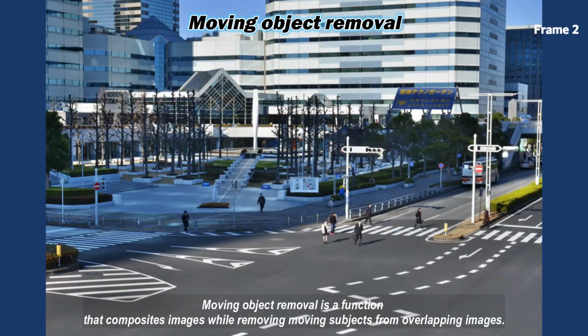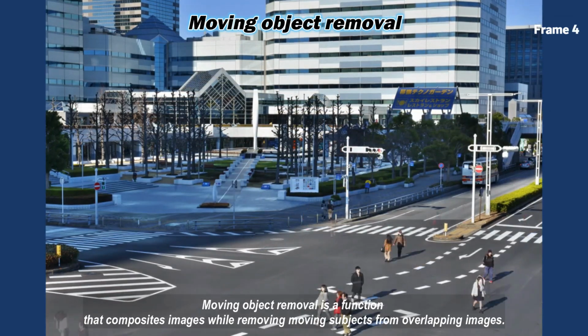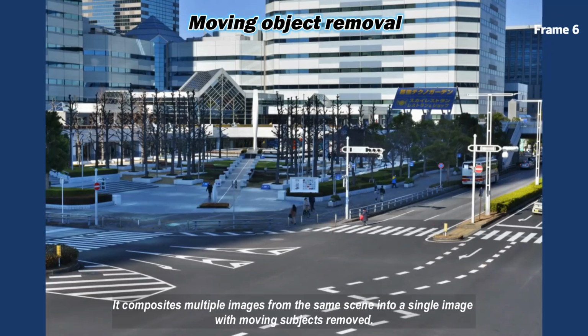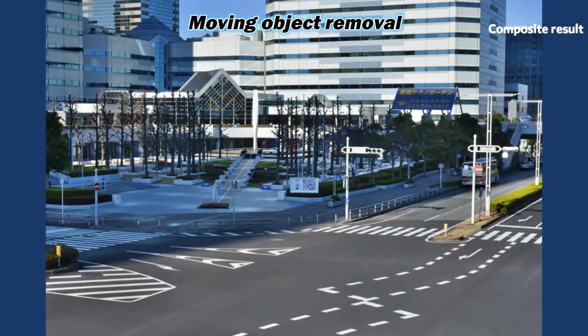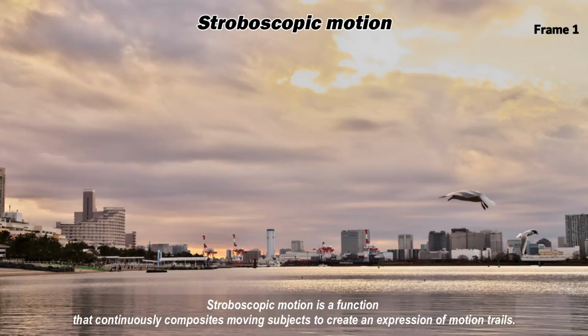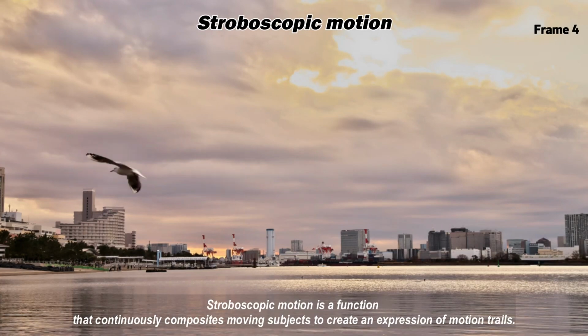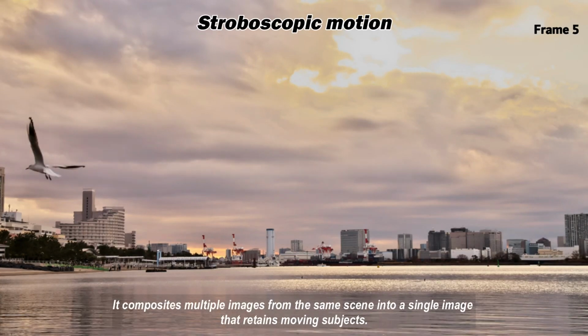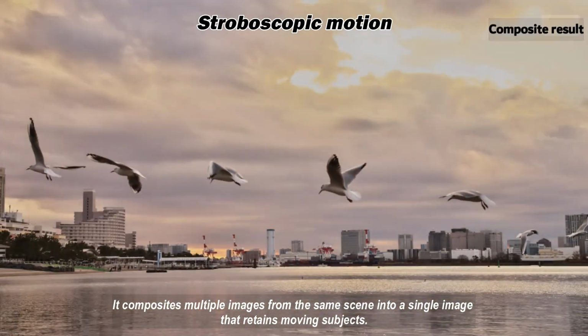Moving object removal is a function that composites images while removing moving subjects from overlapping images. It composites multiple images from the same scene into a single image with moving subjects removed. Stroboscopic motion is a function that continuously composites moving subjects to create an expression of motion trails. It composites multiple images from the same scene into a single image that retains moving subjects.